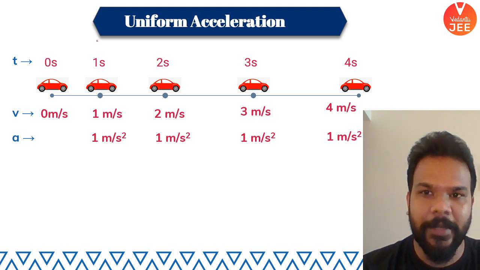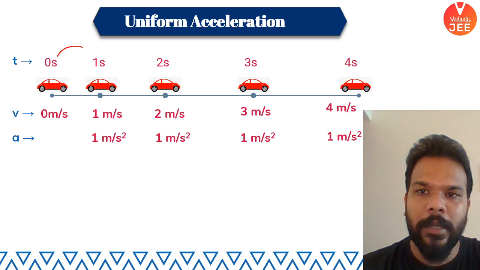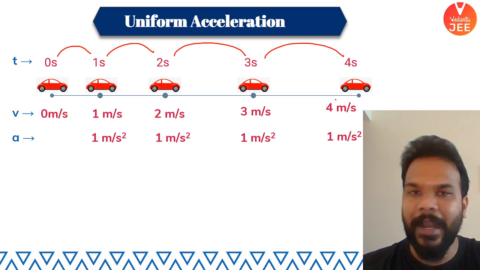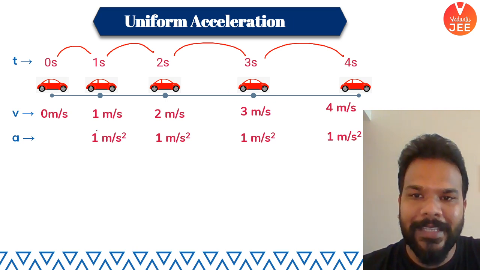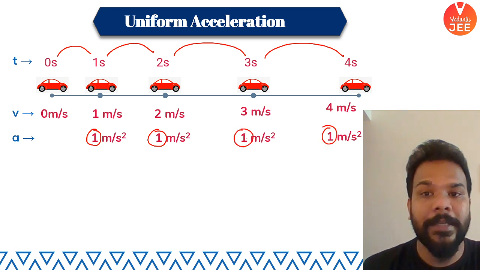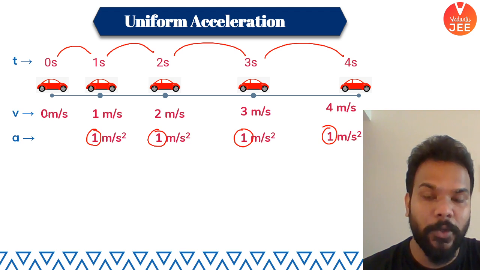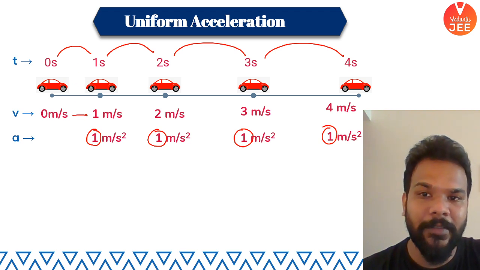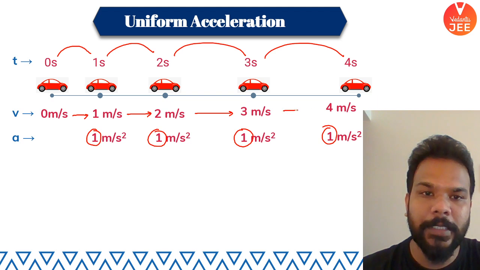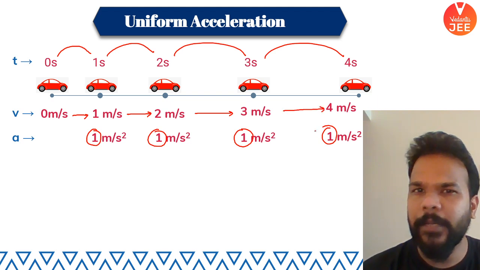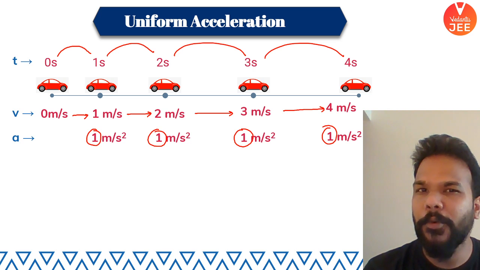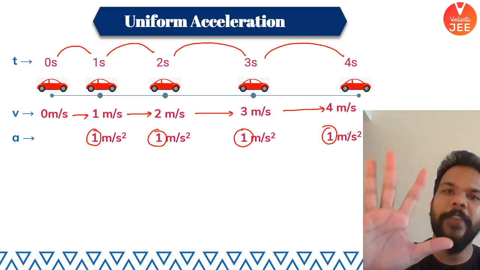Let's have a look at this diagram here. I am talking about a time gap of 1 second each for a car which is moving on a flat surface. If the car has a constant acceleration of 1 meter per second square, let's have a look at its velocity. Initially the car had zero velocity. After 1 second, the velocity became 1 meter per second. After one more second, it becomes 2 meters per second, then 3, then 4. So what do you think will happen after one more second? The velocity will become 5 meters per second.